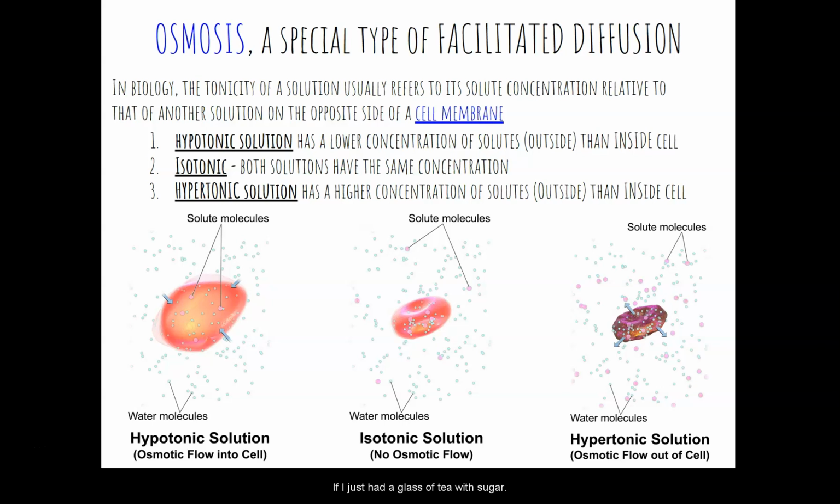If I just had a glass of tea with sugar in it and I said to you, is this tea hypotonic, isotonic, or hypertonic? You should stop, roll your eyes, and look at me and say, that's irrelevant, because the tonicity of a solution is a term that is relative to another solution on the opposite side of a cell membrane. So it would only matter if you were to stick your finger in that cup of tea. Then we could talk about tonicity, because then we would have the concentration of, for example, the cell inside of my finger.